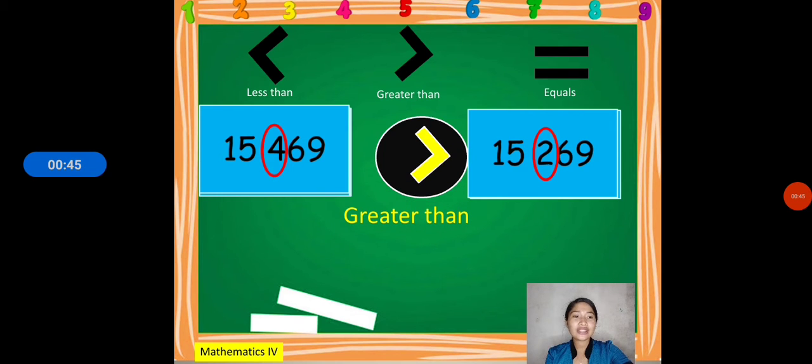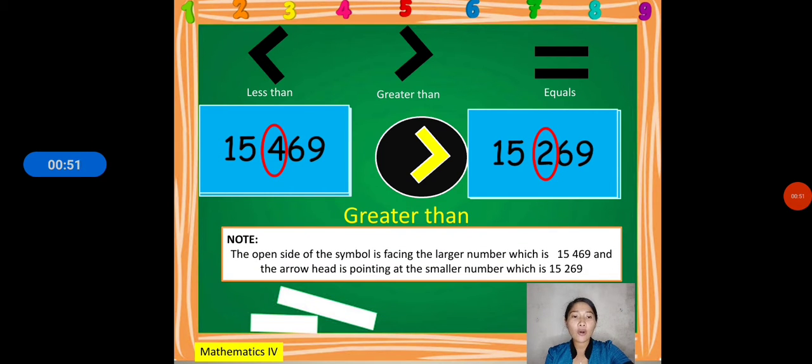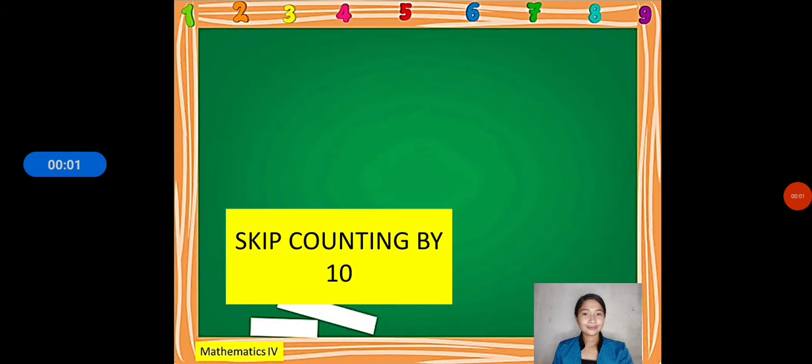15,469 is greater than 15,269. Always remember, the open side of the symbol is facing the larger number, which is 15,469. And the arrowhead is pointing at the smaller number, which is 15,269. Do you know how to skip count by 10?